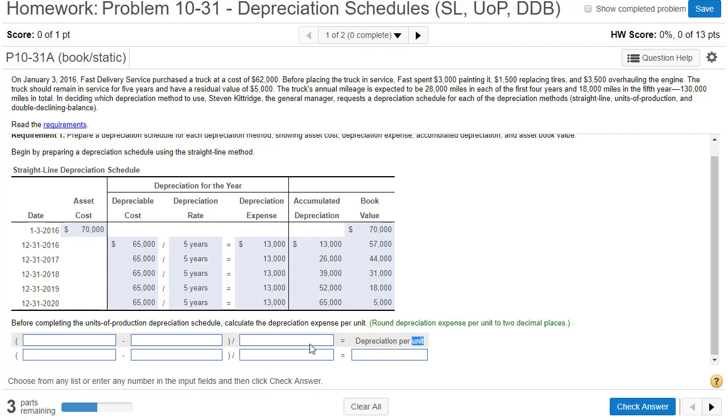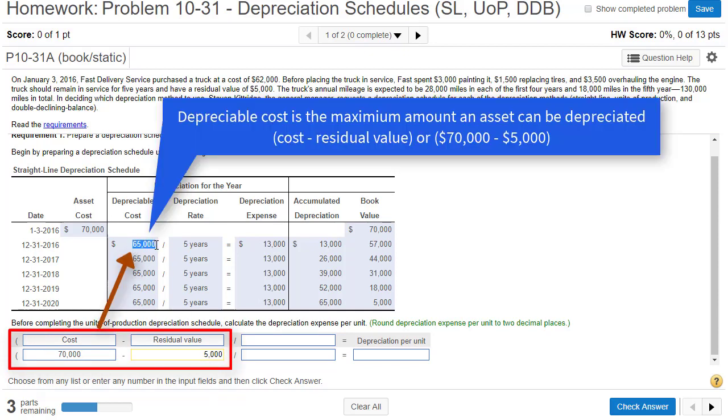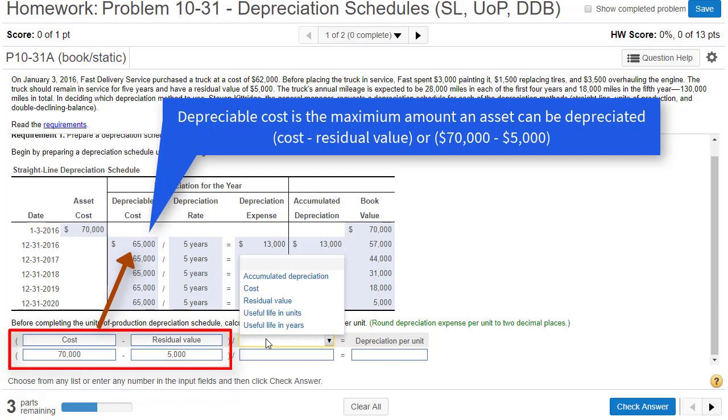So the formula for that in words is we're going to take cost minus the residual value. And we already know the cost is 70,000. The residual value is 5,000. And so this together, 70,000 minus 5,000 gives us that same depreciable cost amount. Depreciable cost, 65,000. And then we're going to divide that by the useful life in units. So how many miles do they think this truck can last?